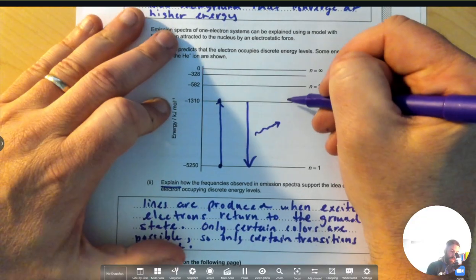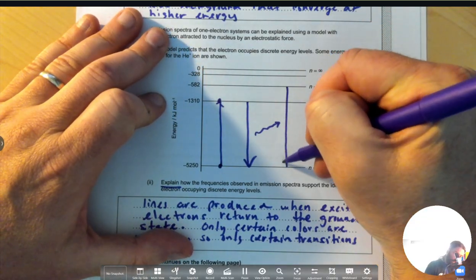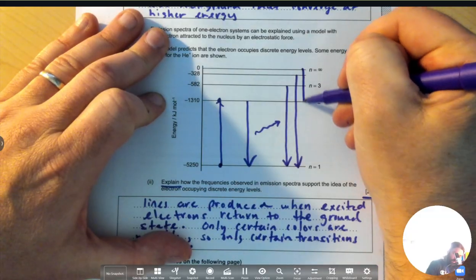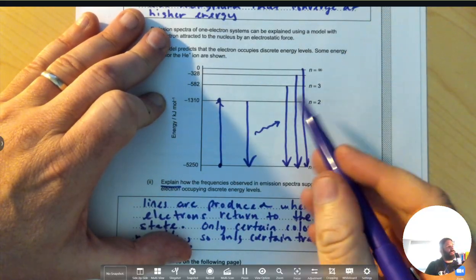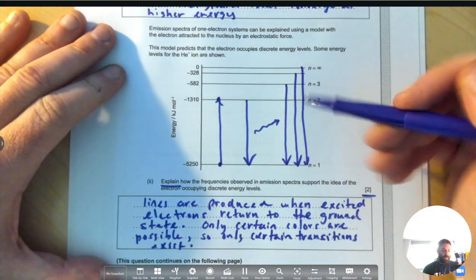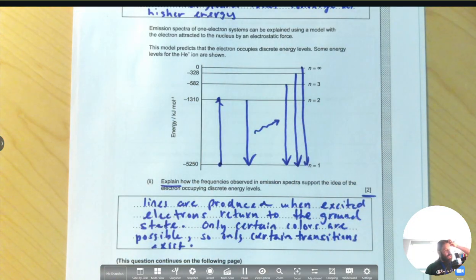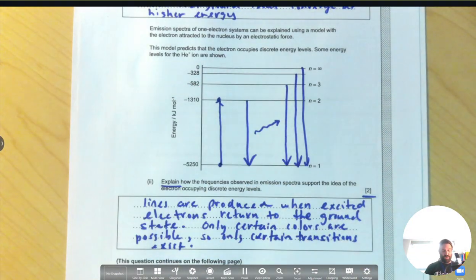I should say the length of the transition corresponds with the color. A bigger distance moved in this energy level diagram indicates a greater amount of energy absorbed, which means a greater amount of energy released. And if you look at the rainbow, ROYGBIV, the blue side is the high energy side, and the low energy side is the left-hand side.